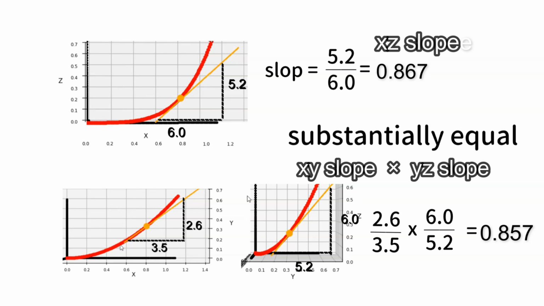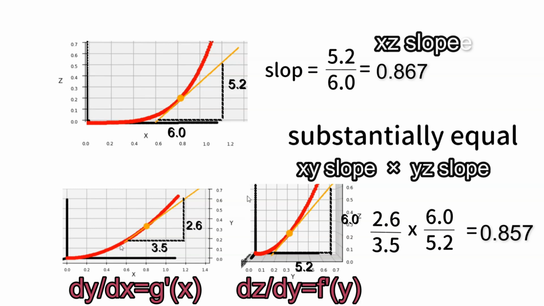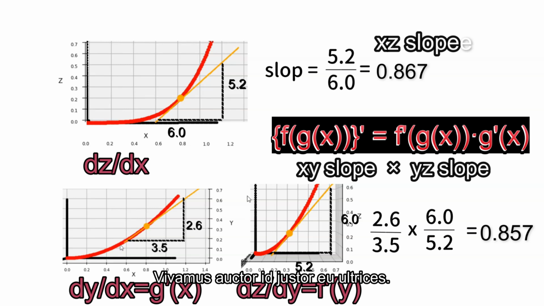So, what does this show? First, the slope on the z-plane represents dy dx, which is g' of x, or the inner part of the derivative. Next, the slope in the y-plane represents dz dy, which is f' of y, or the outer part of the derivative. The remaining slope in the xz plane represents dz dx, or z'. Since the overall slope, z', is equal to the product of the intermediate slopes, g' times f', this confirms the chain rule: the derivative of a composite function is the derivative of the inner function multiplied by the derivative of the outer function.